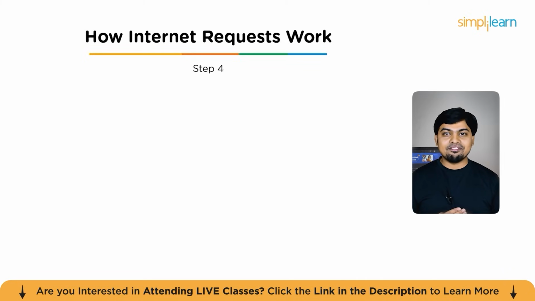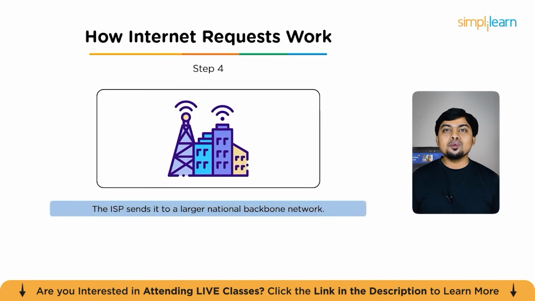Now, let's dive into step 4. The ISP sends it to national backbone networks. From your internet service provider, the request escalates into a bigger network known as the national backbone. These backbone networks are built using high-capacity fiber optic lines, major switching centers, internet exchange points, and much more. At this level, data moves through extremely fast, redundant, and optimized pathways designed to handle massive amounts of traffic. If Google servers are within your country, the request might only travel through these domestic backbone routes. But if the content is hosted abroad, the journey continues.